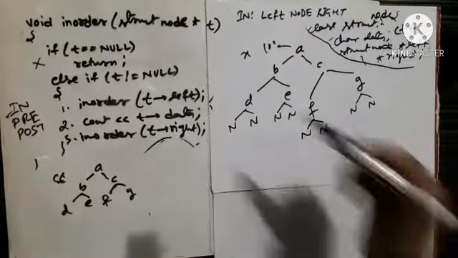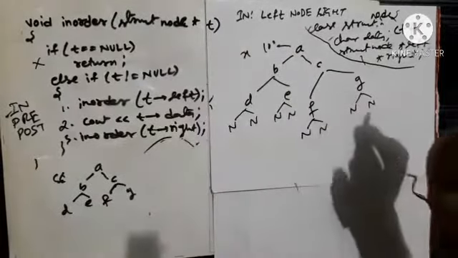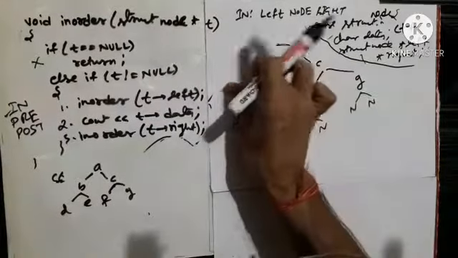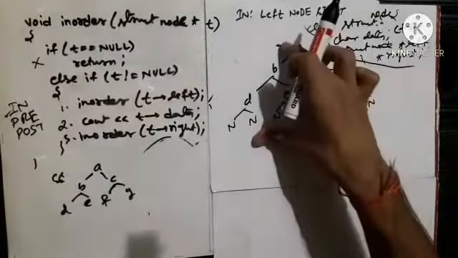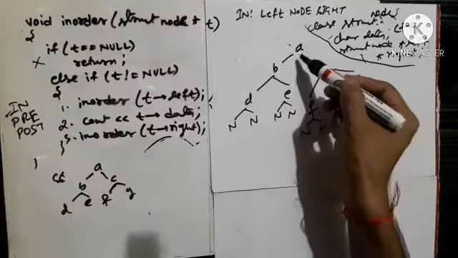Anyway, first let me dry run this code. I'll make you understand what is the meaning of this solution, and then I will make the coding part very simple. Don't worry for the coding part. You believe me, and I'll make you understand. Now see, in T I have the address of A.